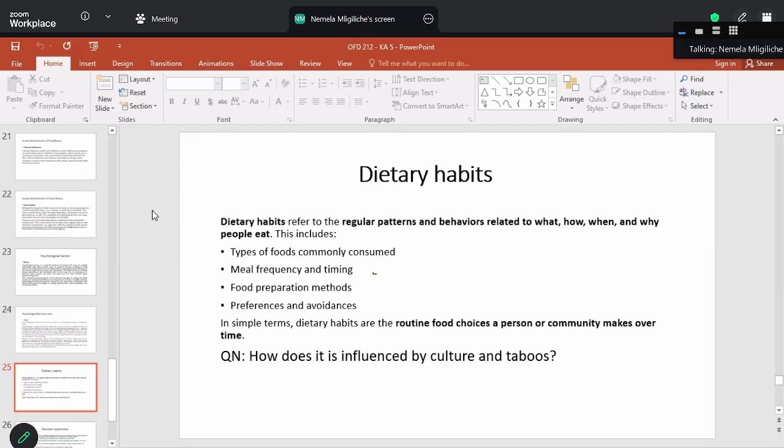So you say that dietary habits refer to the regular patterns of behavior related to what, how, when, and why people eat. Or you can say in very simple terms that dietary habits are the routine food choices a person or community makes over time. After explaining the meaning of dietary habits, you then explain the influence of culture on dietary habits first. From there you talk about culture, and say that different people and different cultures have different food habits.